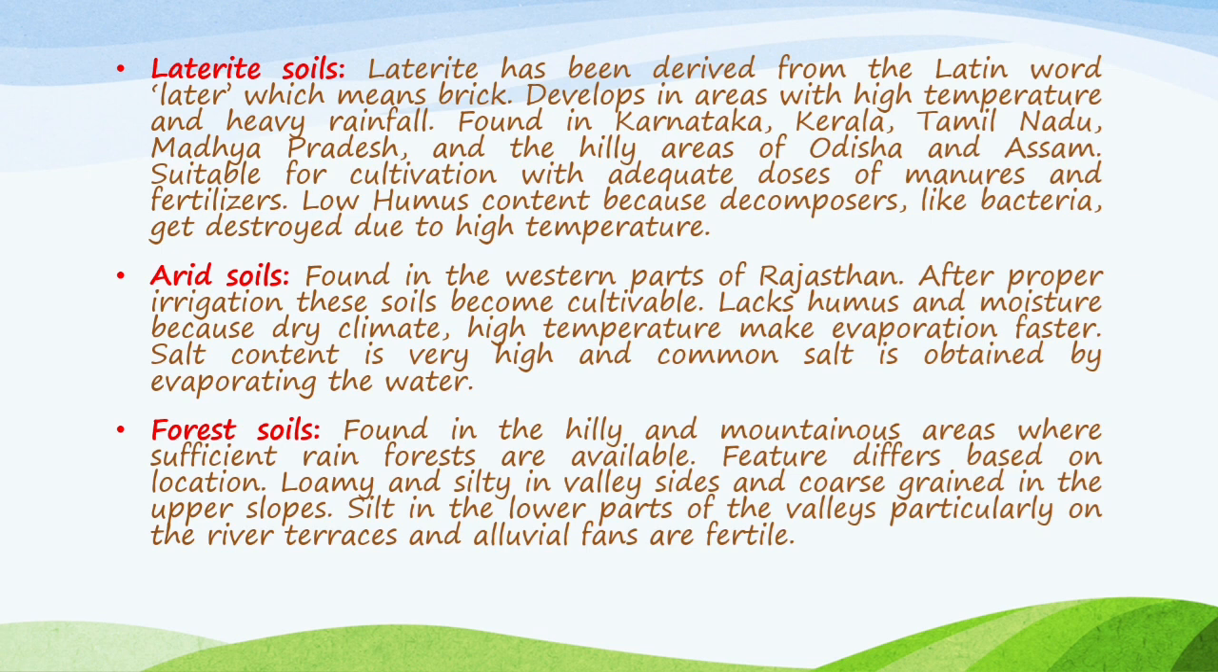Next is your arid soil, otherwise called desert soil, found in western parts of Rajasthan. These areas were not actually being cultivated, but with the help of irrigation facilities, these lands have started to be used for cultivation with the introduction of the Indira Gandhi Canal. Next is your forest soil. These soils are found in hilly and mountainous areas. They are easily seen in the areas where we find mountains or big hills.